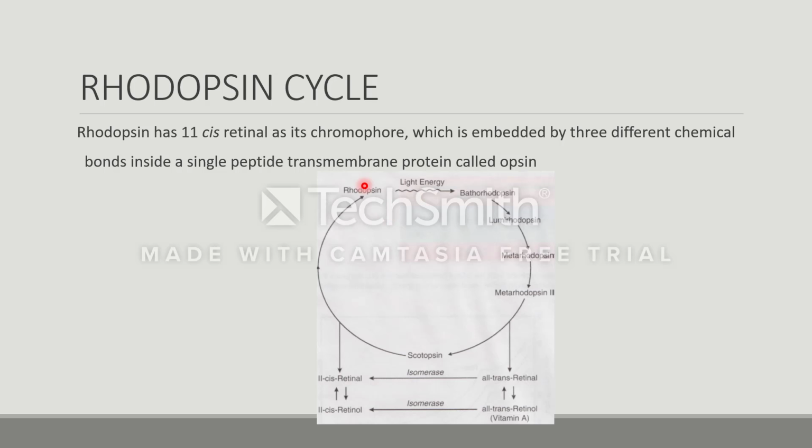A human rod cell can respond to a single photon absorption, demonstrating the efficacy of the photoisomerization.